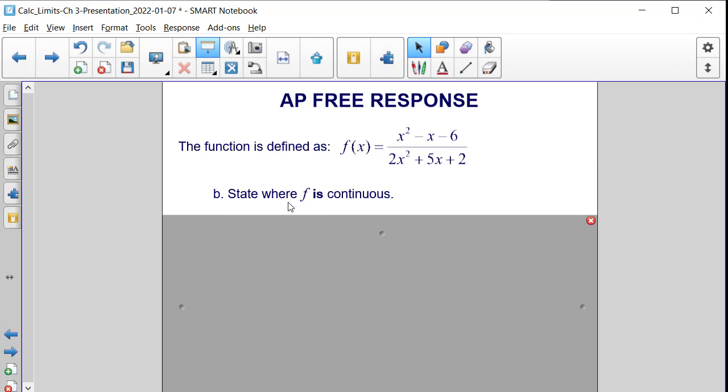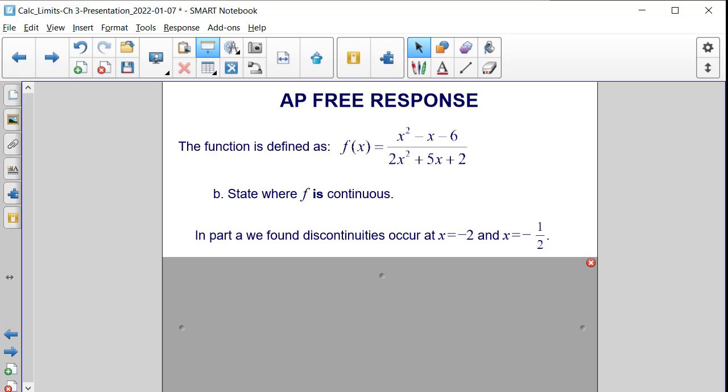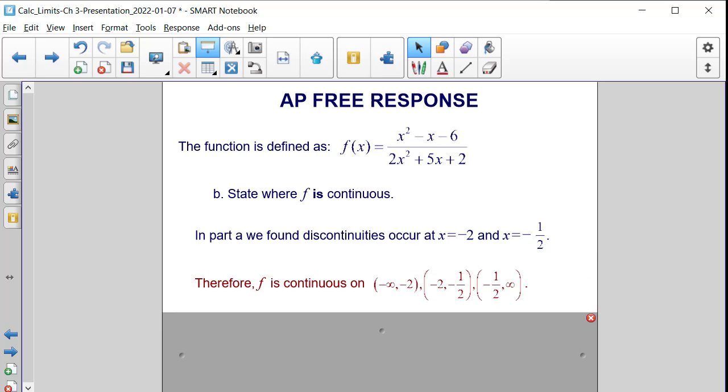Part B asks us to state where our function f is continuous. Well, we already found in Part A that discontinuities occur at x equals -2 and x equals -1/2. So therefore, we can write where f is continuous, which is the domain of our function, and that's going to occur from -∞ to -2, not including -2, and then from -2 to -1/2, still not including it, and then from -1/2 to infinity, again not including -1/2.